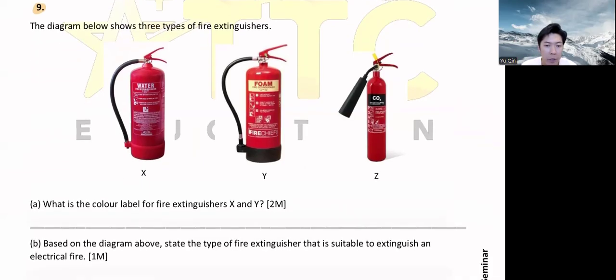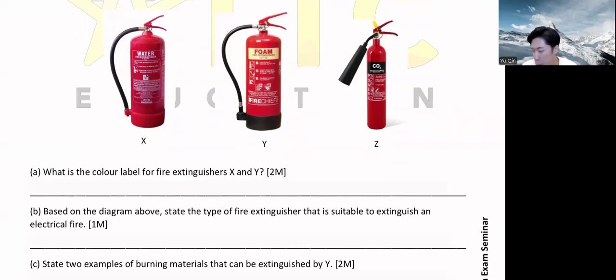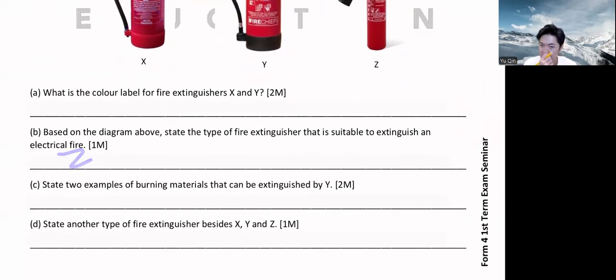You good? Okay. Based on the diagram above, state the type of extinguisher that is suitable to extinguish electric. Now remember, electrical fire, no liquid stuff, no water stuff. So actually, quite obvious. No water, no foam. So it has to be Z. Okay? Yeah, Z.